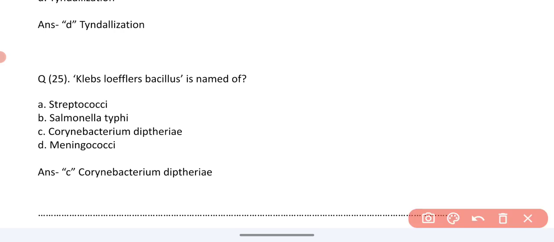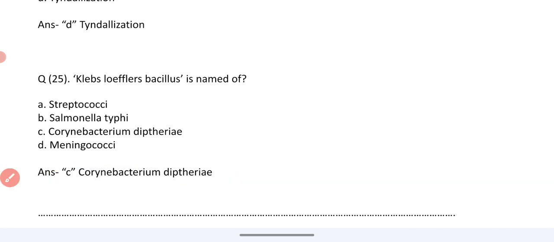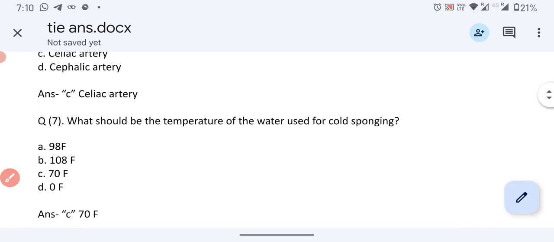And the last one is Klebs-Loeffler's bacillus is the name of. Direct question, and here the right answer is option C, Corynebacterium diphtheriae. Okay, so these are all the answers for these 25 questions.